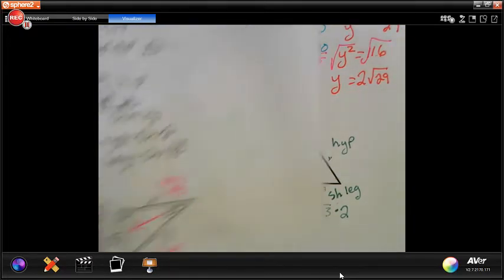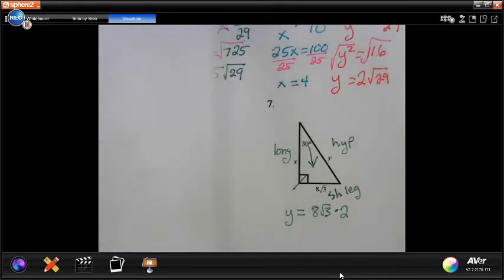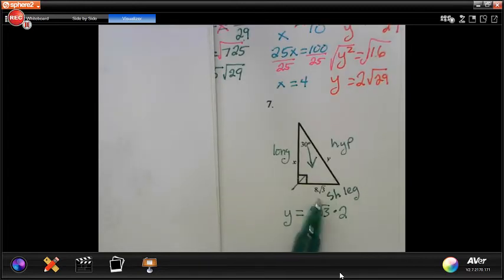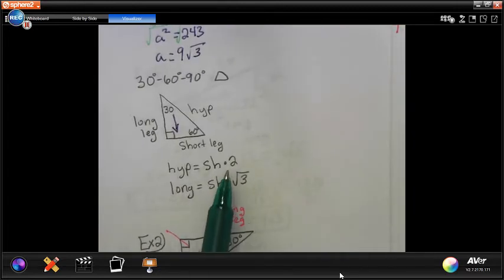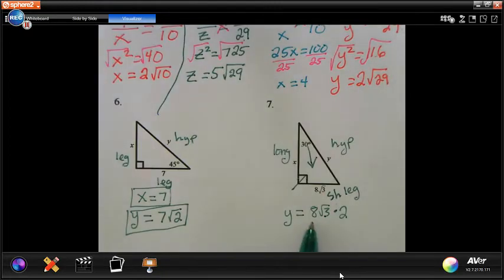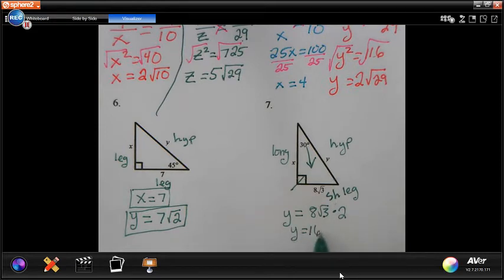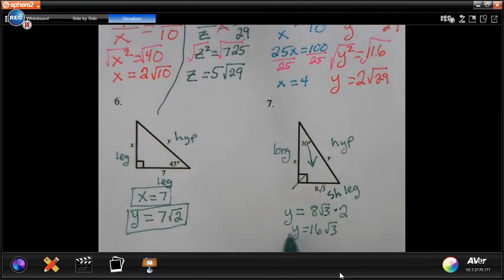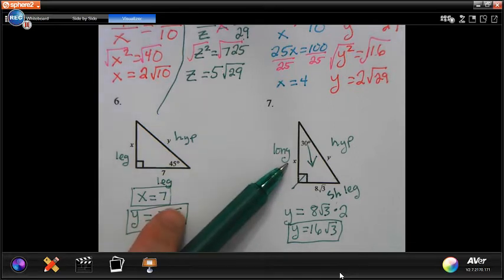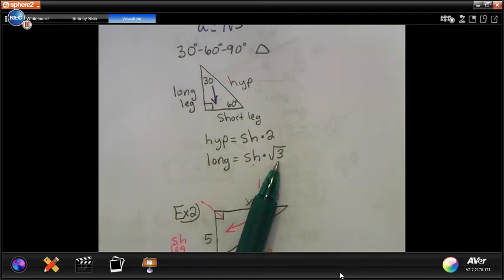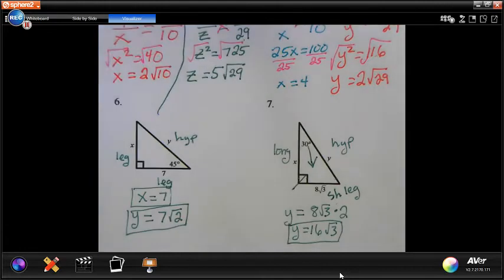Okay, so hypotenuse being y equals our short leg being across from the 30, 8 radical 3 times 2. And since 8 and 2 are both whole numbers, we can multiply them. So y equals 16 radical 3. As for x, it is on the long side. So the long side equals the short side times radical 3. So we have that 8 radical 3 again.